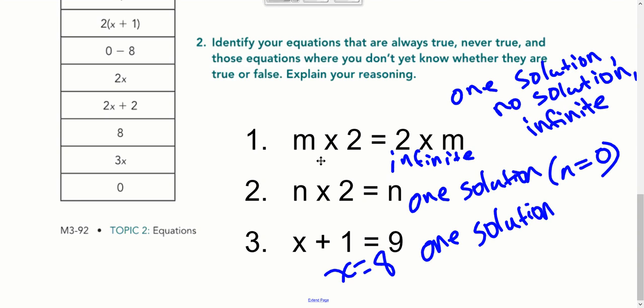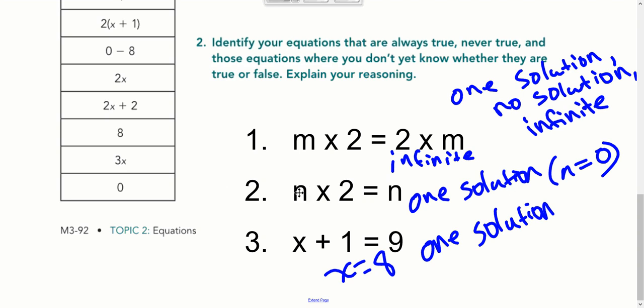Okay, and in this first one, we decided it would be infinite. Because if I put a 4 here, 4 times 2 would be 8. And then remember, it would have to be a 4 over here. So 2 times 4 would also be 8. Okay, and I could do that with a 5. I could do that with 100. I could do that with a half. There are all kinds of possible solutions. They're infinite.